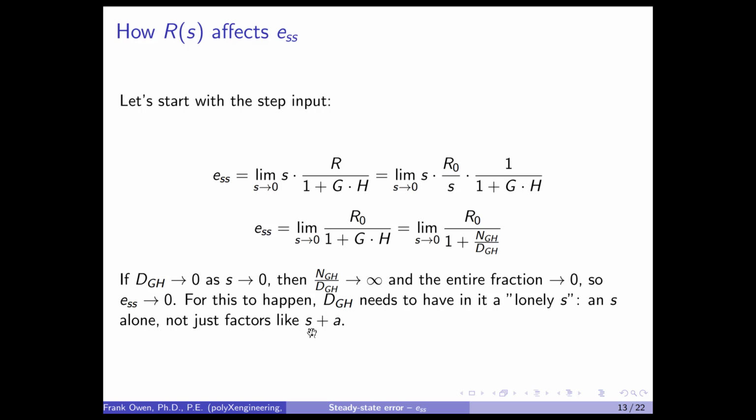You can't have a factor like s plus a or s squared plus a times s plus b. It has to be s alone. It could be an s times these other factors. That would work too, because if you had an s alone that went to 0, it would wipe everything else out in the denominator. But if all you have in the denominator are factors like this, the s goes to 0, but the a remains. Okay, so you have to have a free integrator in the denominator of the open loop transfer function for the steady state error to go to 0.